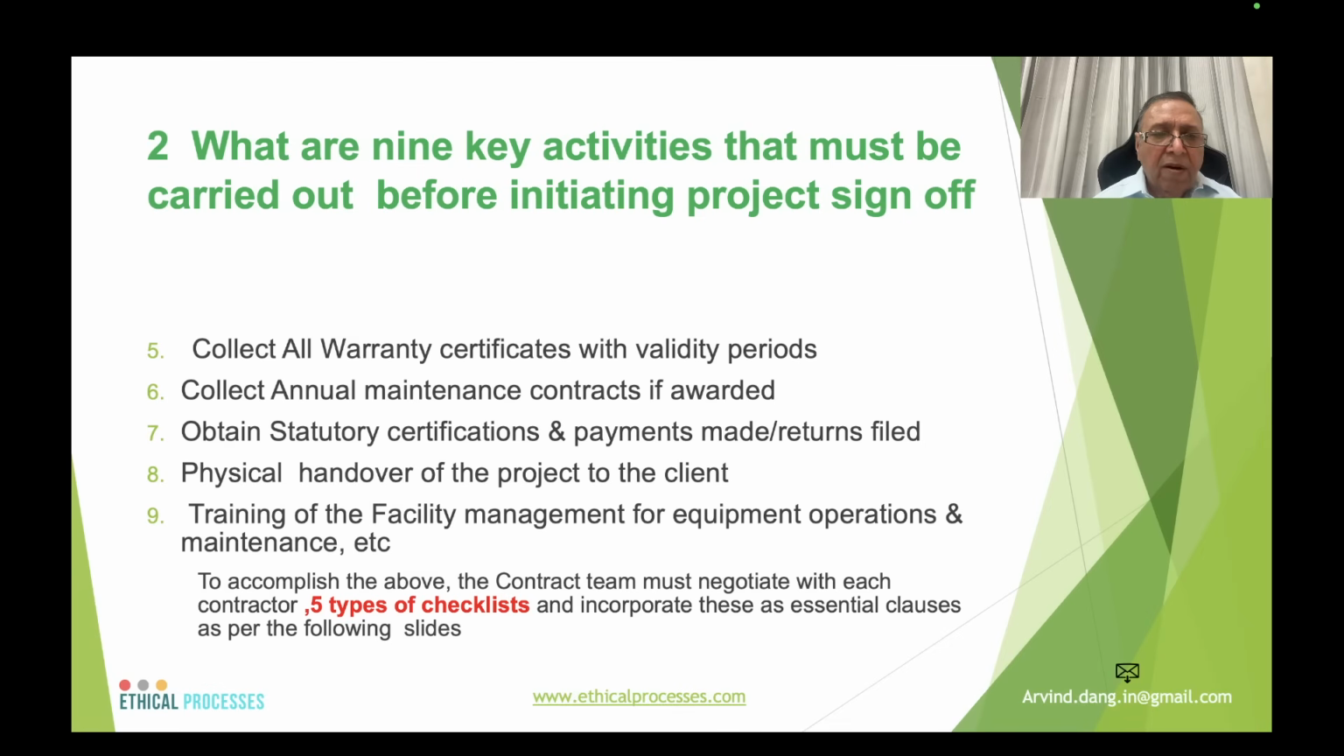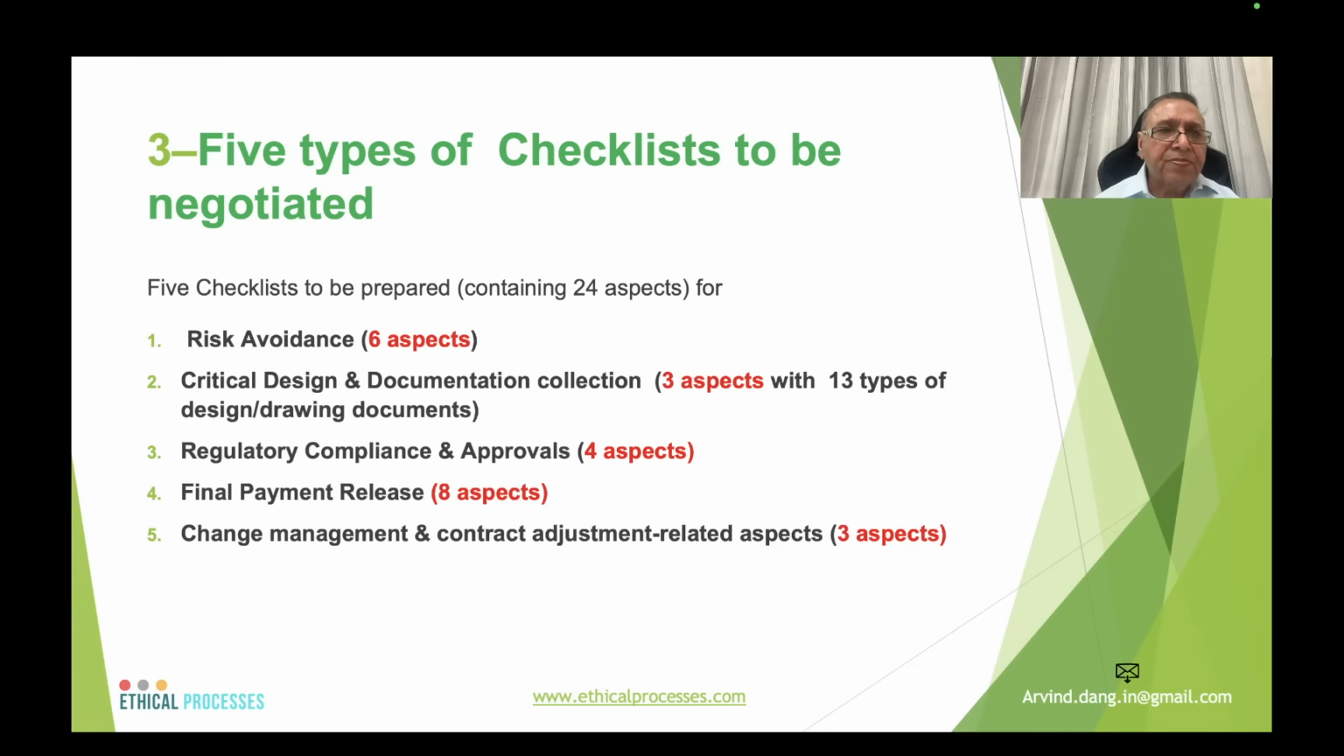Now, to accomplish the above, the contract team must negotiate with each contractor 5 types of checklist and incorporate these as essential clauses as per the following slides. The 5 types of checklists are: 1. Risk avoidance related, having 6 aspects; critical design and documentation collection related, 3 aspects; regulatory compliance and approval related, 4 aspects; final payment release related, 8 aspects; and change management and contract adjustment related, 3 aspects. Now, I'll be covering this one by one.